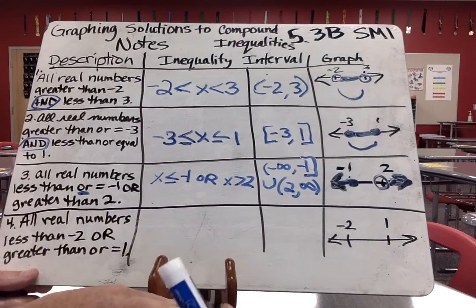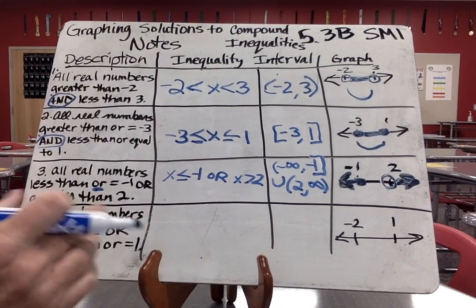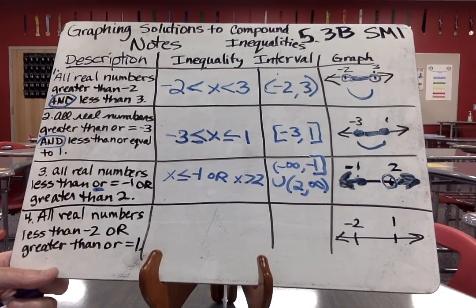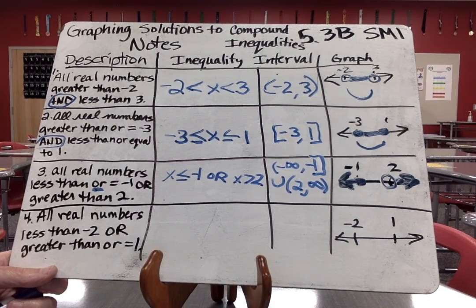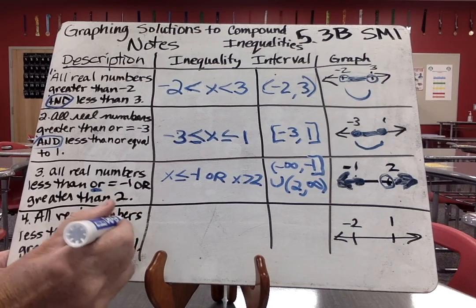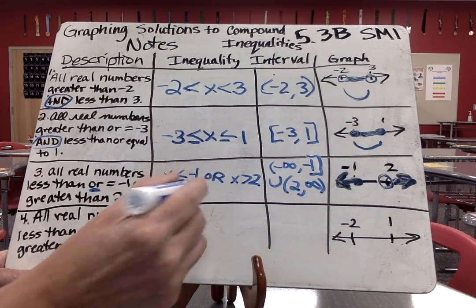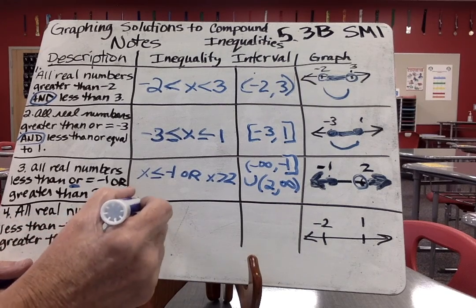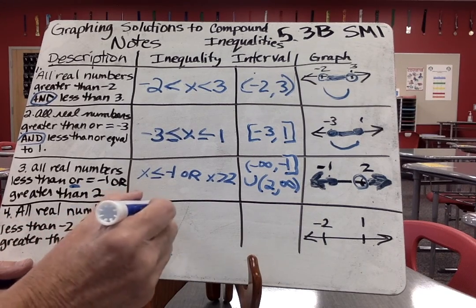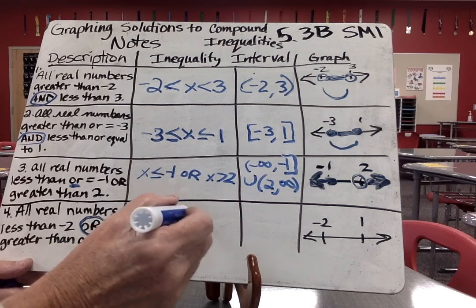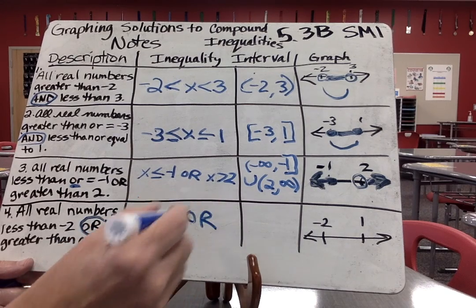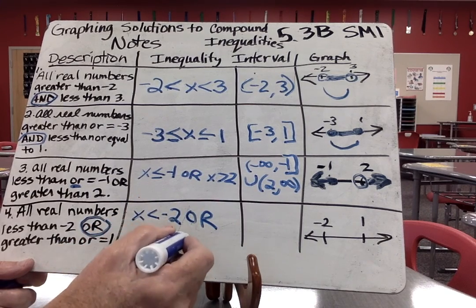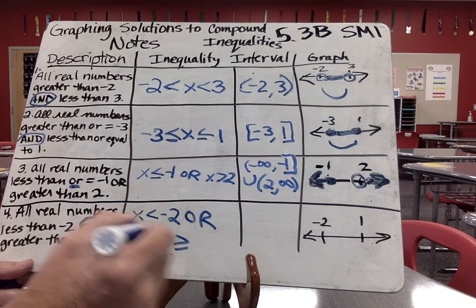Okay. Next, all real numbers less than -2 or greater than or equal to 1. Here's our or again, so we're going to have two separate ones. All real numbers less than -2, so x is less than -2, or x is greater than or equal to 1.